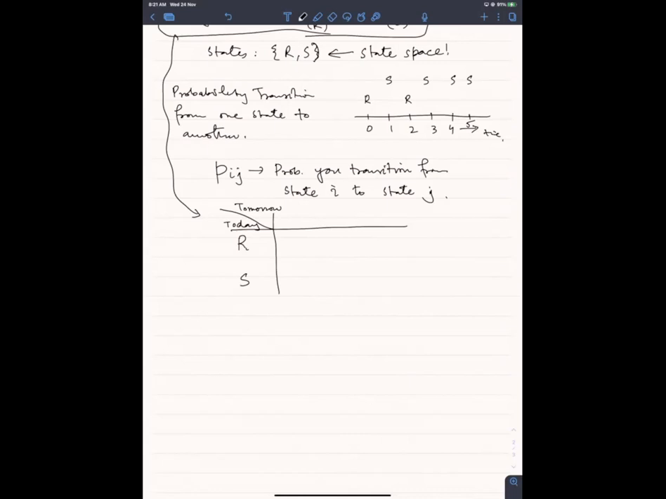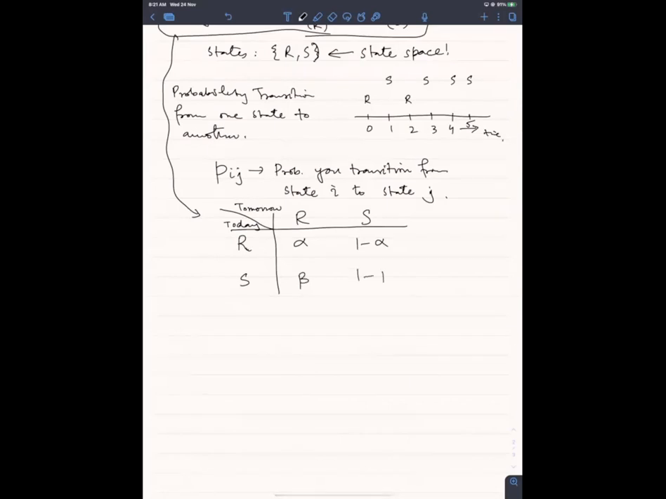So 2 consecutive days पे बना रहे हैं. So पहले दिन आपके पास rain हो सकती है, and then you can also have rain, and there is a probability that if you have rain today, what is the probability you will have rain tomorrow? So this probability is alpha, and the probability would be 1 minus alpha, that if you have rain today, then you will have sun tomorrow. Okay.